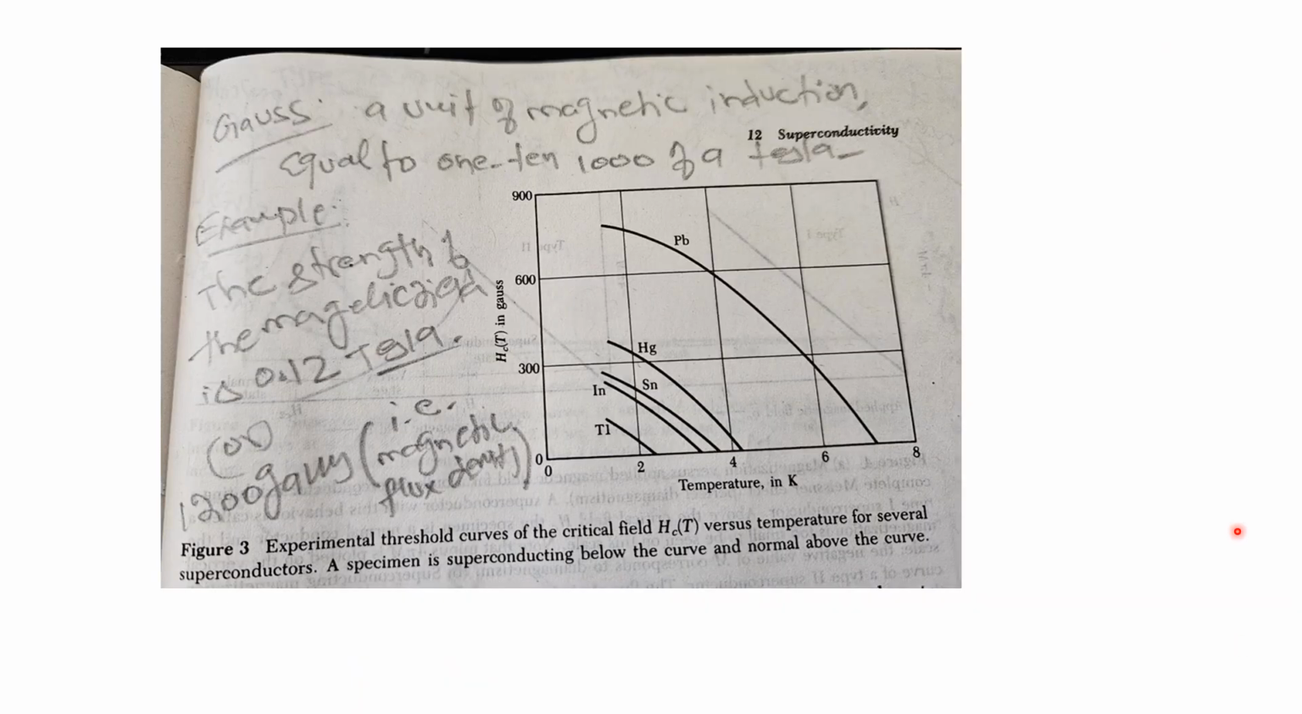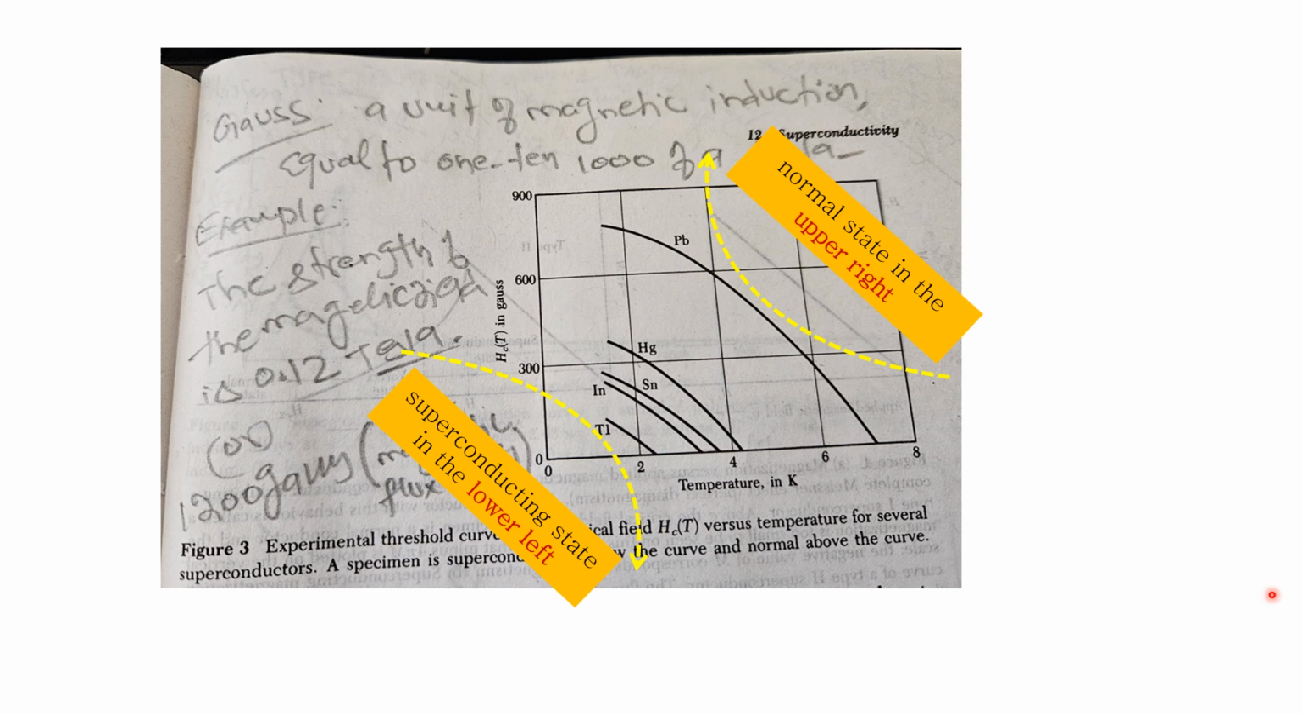As a result, we conclude that the definitive approach to this superconducting phenomenon is to look at a threshold curve that separates the lower left, the superconducting state, from the upper right, the normal state. I hope that today's discussion helped us gain a deep understanding of the topic.